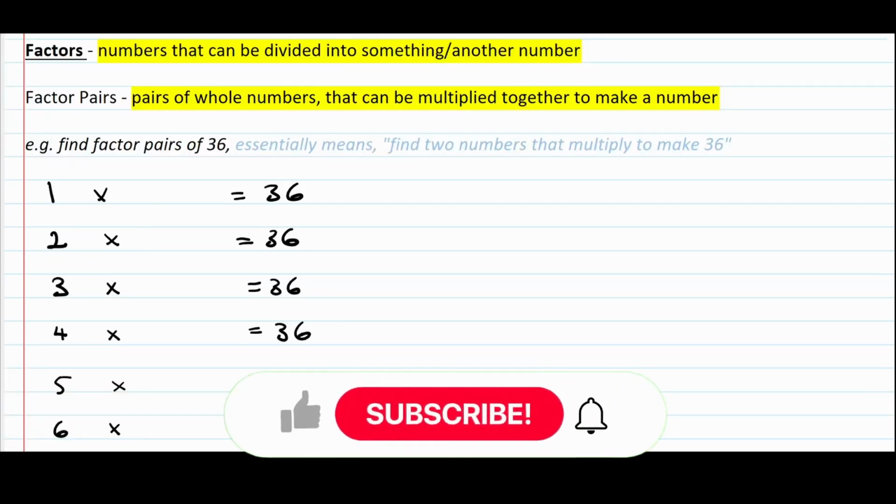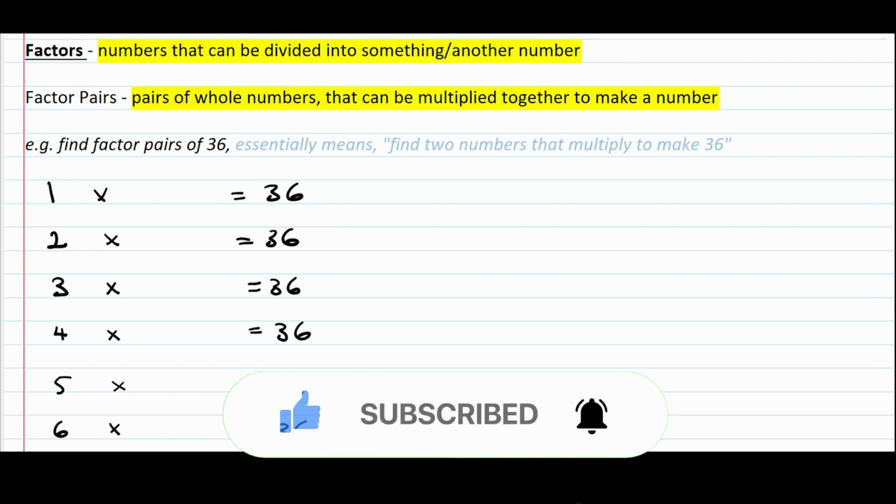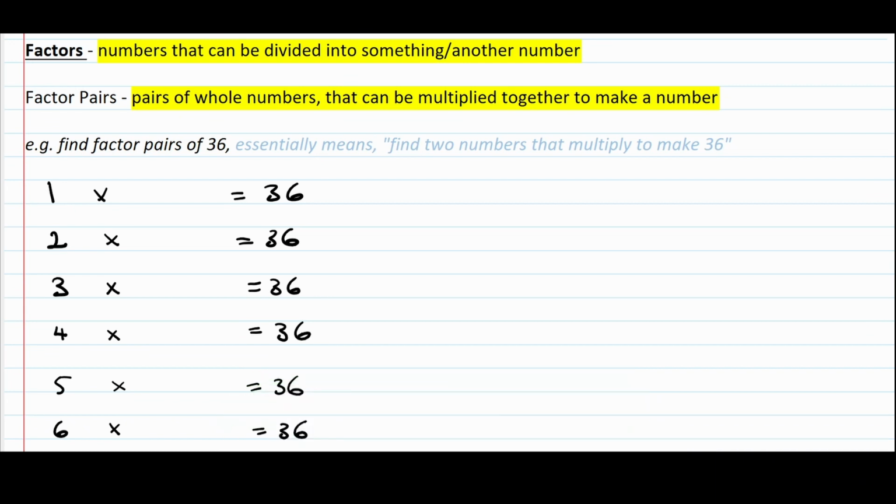Now moving on to factors. So what exactly are factors? Well, factors are numbers that can be divided into something or another number. Okay? Again, the best way of explaining this is through example. What we have in factors, and what you will be primarily asked in the exams and in papers, are factor pairs. Okay? So what are factor pairs? Factor pairs are pairs of whole numbers that can be multiplied together to make a number. It sounds a little long, but it's essentially simple.